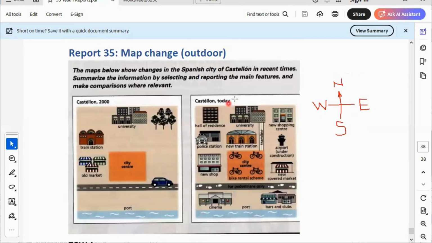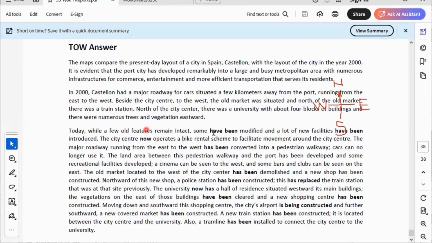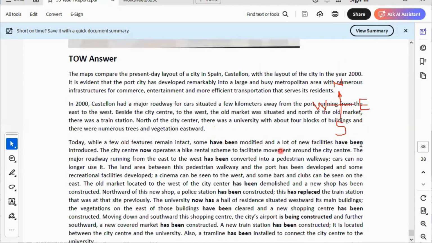Assuming they wrote 2010, what I'm going to say is that word, some were modified. W-E-R-E. Some were modified. And a lot of new facilities have been introduced. The city now operates a bike rental scheme to facilitate movement around the city center. The major roadway running from the east to the west has been converted into a pedestrian walkway.